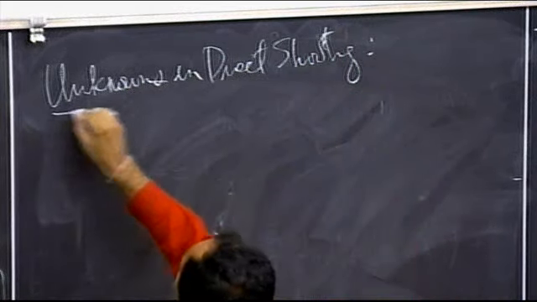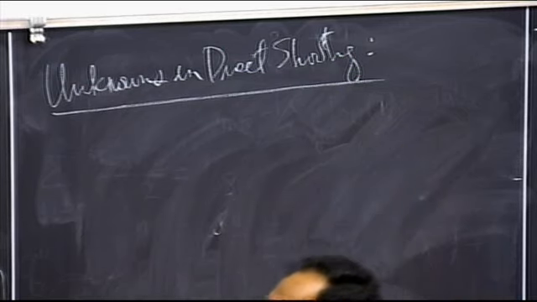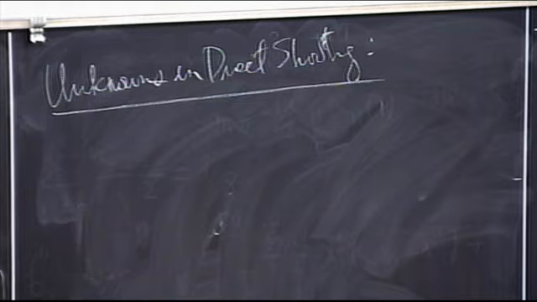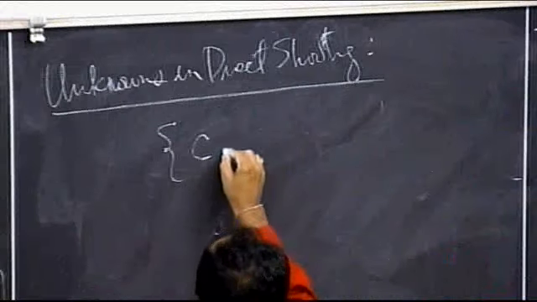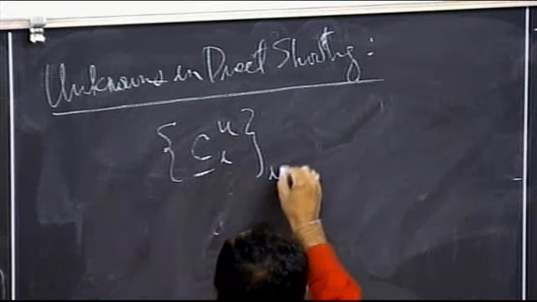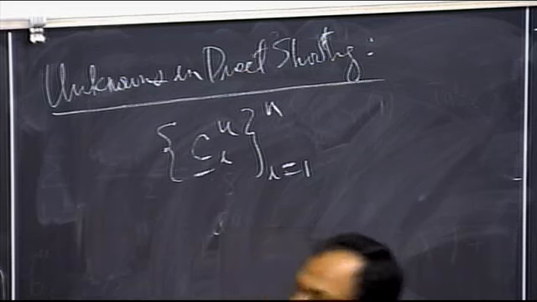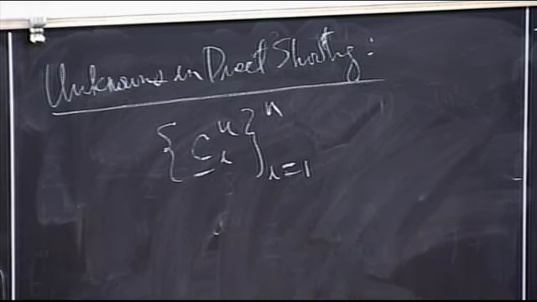So what are they? What is it that I don't know here? I don't know those coefficients, right? So my unknowns are these coefficients, c_i, u, i going from 1 up to n, right? Those are the things I don't know.